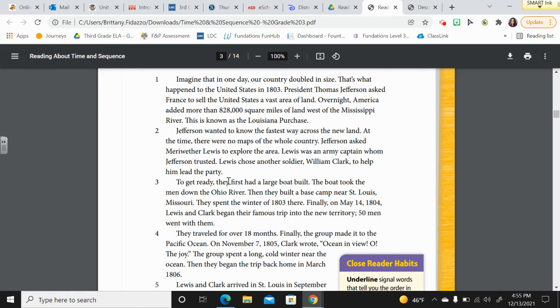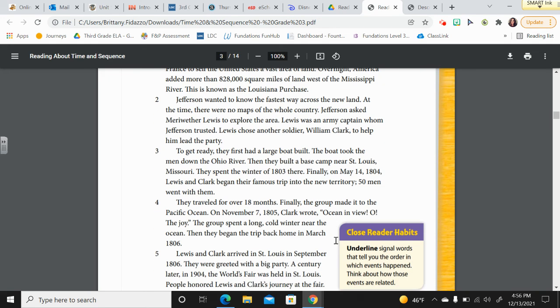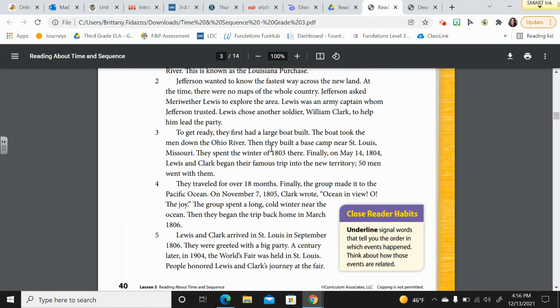Okay, so they were building, here's this key word I noticed. First, they built a what? Boat. Okay, then they built a base camp, right? Because they didn't want to be traveling out during the winter months. It would maybe be too dangerous and too harsh. Okay, so finally they started observing the land and exploring the land in 1804 with 50 other men. And again, these dates, you could also underline them. They spent the winter in 1803 at their camp that they built in St. Louis, Missouri. And then here on May 14th, 1804, they began their famous trip.